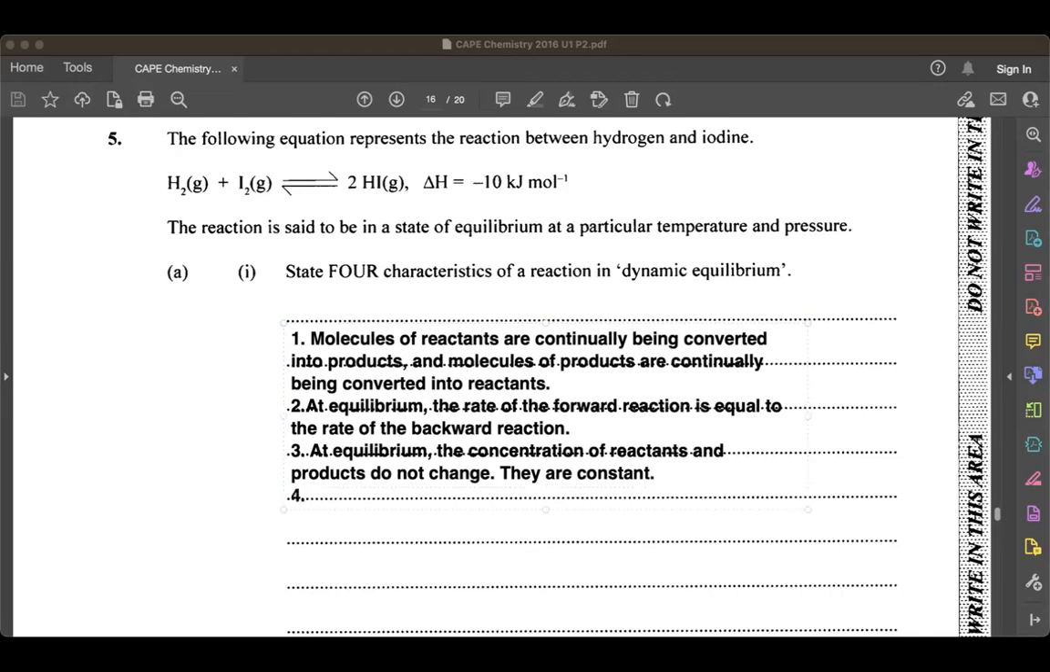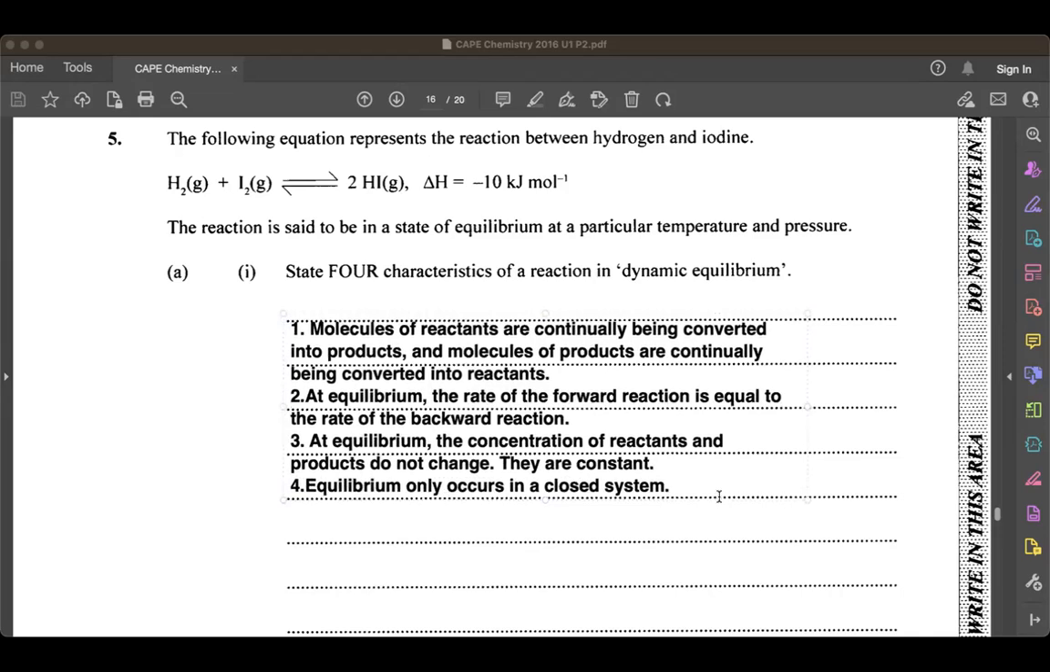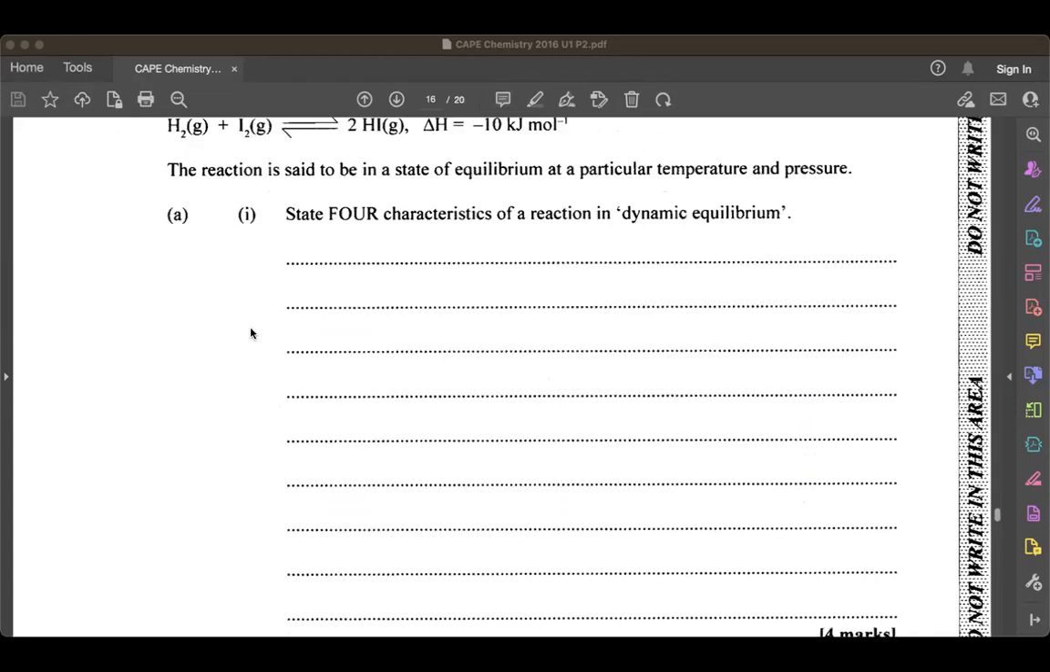And then fourth, and finally, we say that equilibrium only occurs in a closed system, right? And by a closed system, we mean a system in which no particles are allowed to leave, none are allowed to enter. The system is closed, right? So these are our 4 characteristics of a reaction that's in dynamic equilibrium, okay? All right. So we're going to clear that and move down.